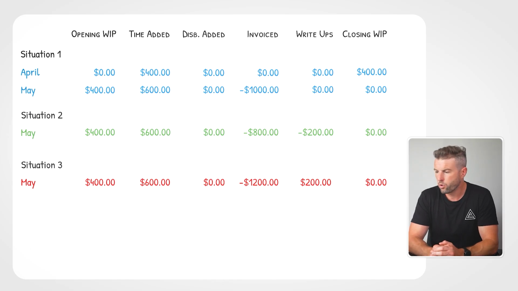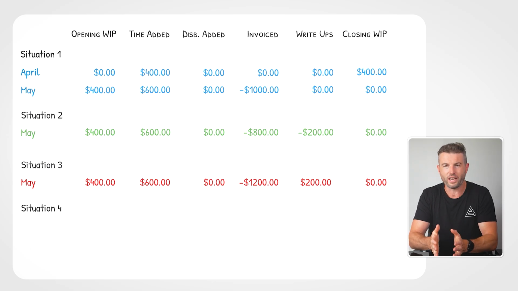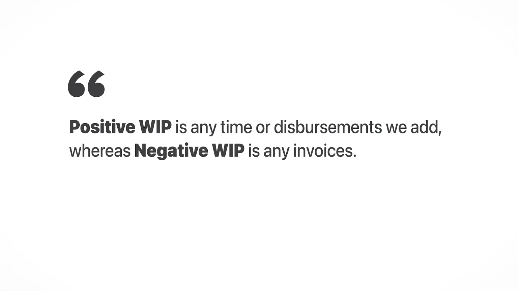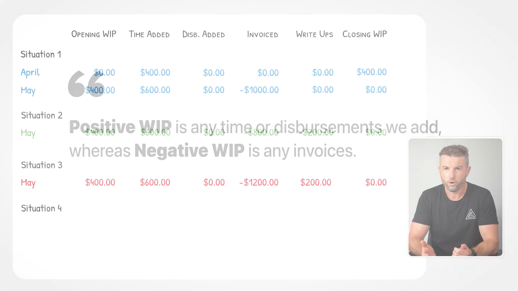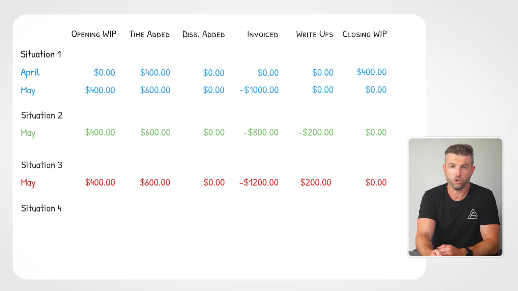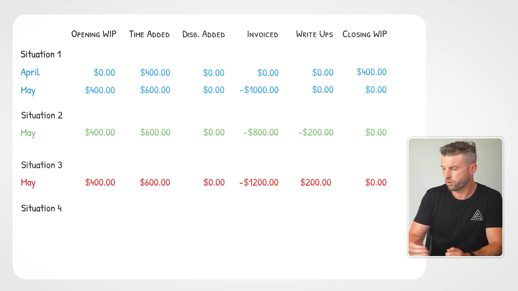Now we're going to look at one more situation here, which is going to look at negative WIP. So positive WIP is any time or disbursements we add, where negative WIP is any invoices. So if we've done no work and we just send an invoice for the job of $1,200, we're going to accumulate negative work in progress. And as we do our work, that negative balance drifts down towards 0. Cool, let's look at this.